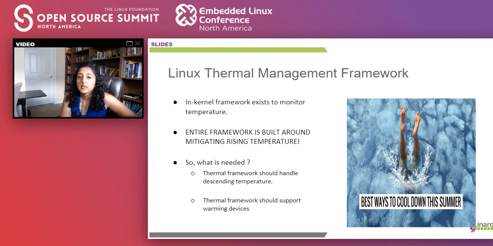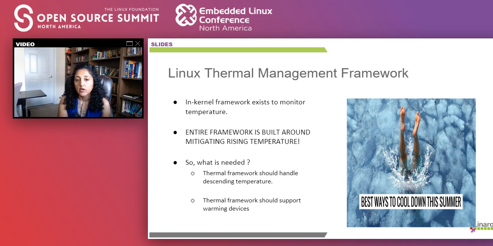Okay, so Linux kernel already has a thermal management framework that allows you to monitor temperature as well as initiate any mitigating action. The only caveat here is that the entire framework is built around mitigating rising temperature, which means the framework is coded in such a manner that by default, it checks if the temperature is rising above a stated threshold. And in case it rises above the threshold, mitigating action is triggered.